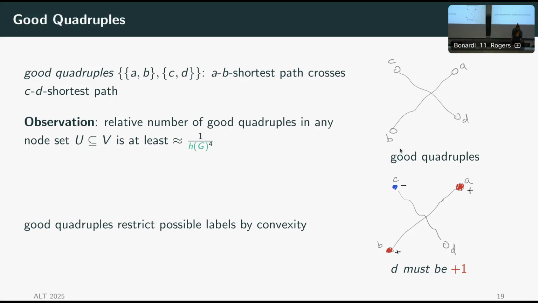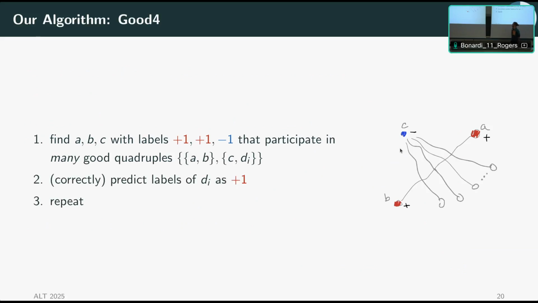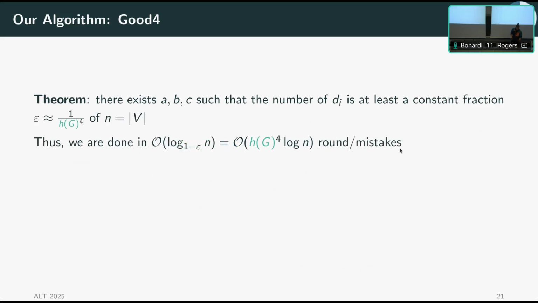All right, a rough sketch of the algorithm would be to find these A, B, C with positive, positive, negative labels, such that you have many corresponding nodes, which you then get for free. So here you wouldn't make a mistake. Of course I skip some details, but in each round we find these three vertices, which allows us to get many labels for free. So our main theorem is the following.